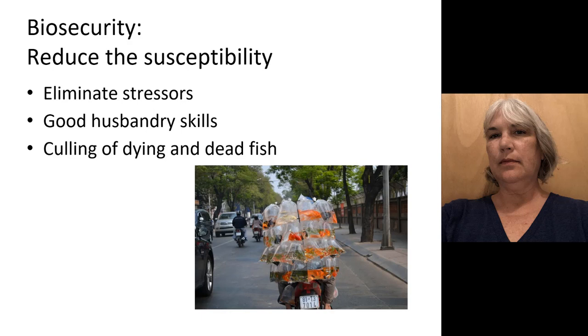Okay, third principle. How do you reduce susceptibility? You eliminate the stressors. What I mean, you want to have good husbandry skills. This means good nutrition for your fish, avoiding overcrowding, have good water quality, good sanitation, and remove those dying and dead fish as soon as you see them.